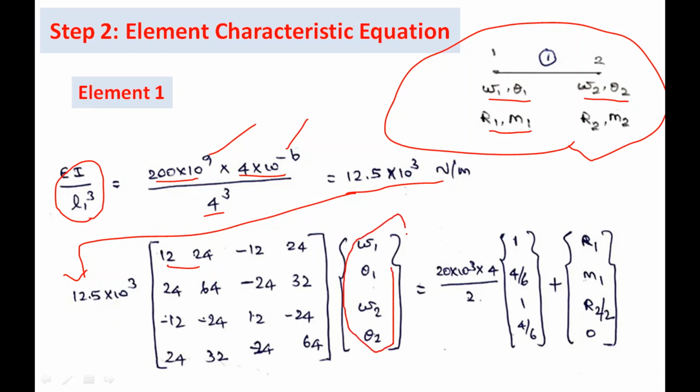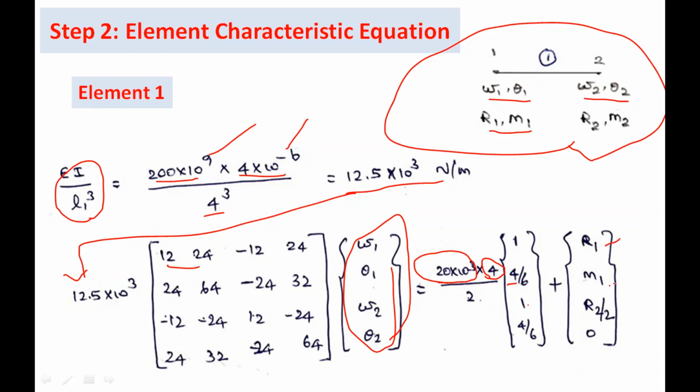And these are the displacement vector. And here the UDL is given. For the first element, the intensity is 20 kilonewton. So 20 into 10 power 3, the length of the element is 4, divided by 2. F naught L by 2. And 1, L by 6, L is 4, then 1, L by 6.